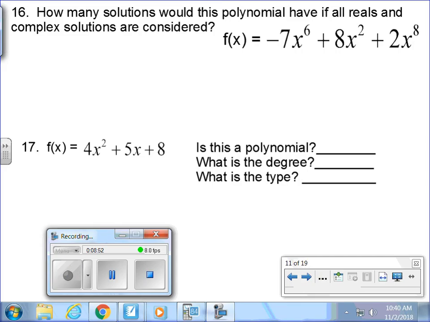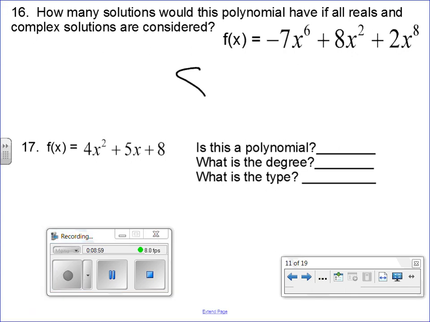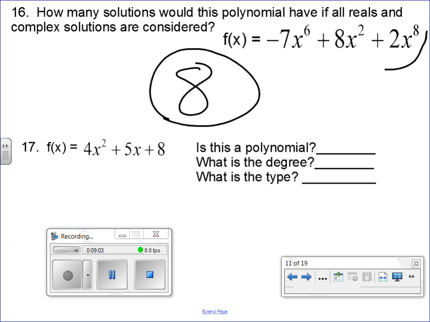Well, for number 16, the largest degree is just going to be how many solutions you have. So in this case, it's to the 8th degree, and that's the third one. Make sure that it's in the right order. So there are 8 solutions.